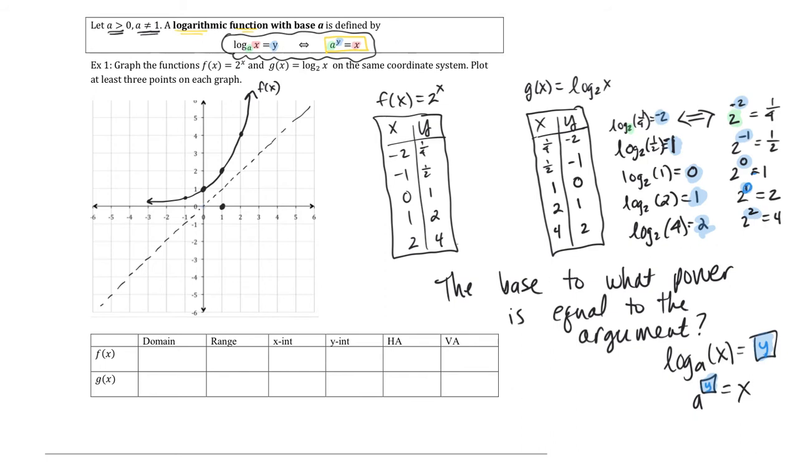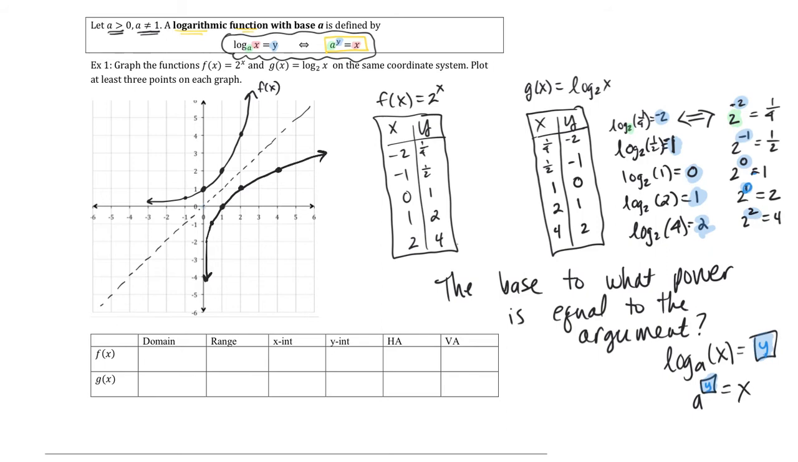So when we go to graph all of these, at 4 we're up at 2. At 2, we're at 1. At 1, we're at 0. At 1/2, we're down at -1. At 1/4, we're down at -2. So it's that mirror image that we get when we have inverse functions.